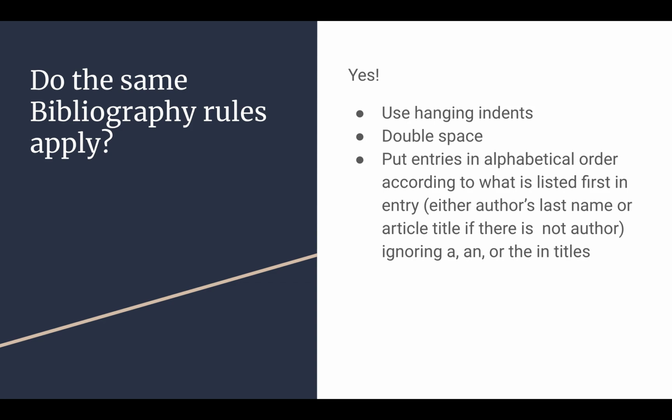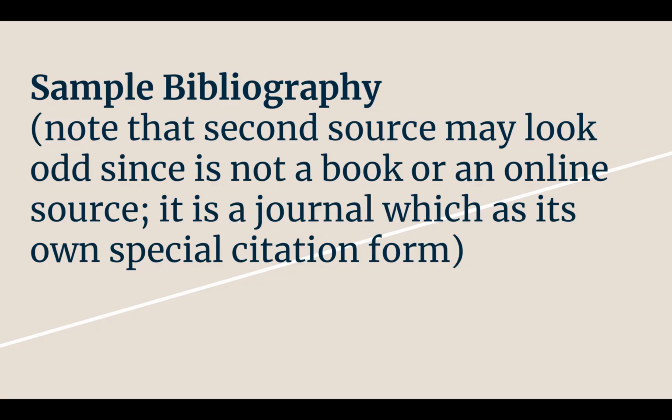And in most cases, that's either the author's last name, and if there's not an author, it's going to be the article title. The only catch in this is if the article title has a, an, or the, you ignore those words in your alphabetizing and go with whatever word is next. So if I found an article called The Perils of Alcoholism, I'd alphabetize by the P and not the T and the.